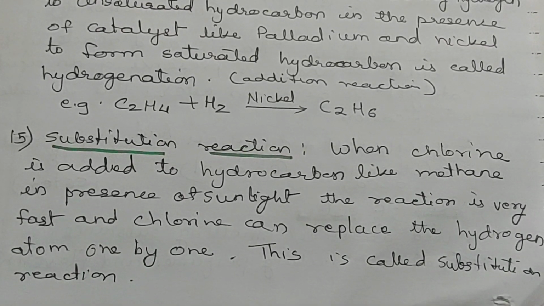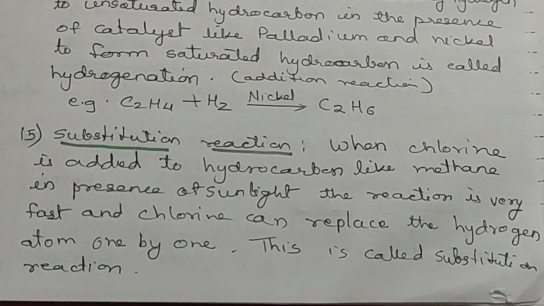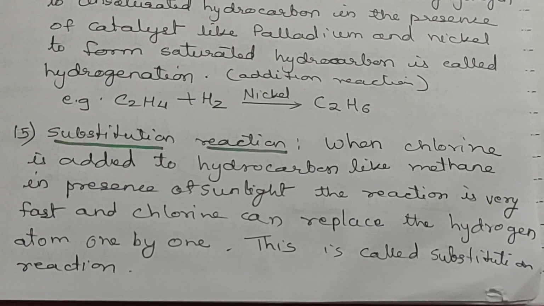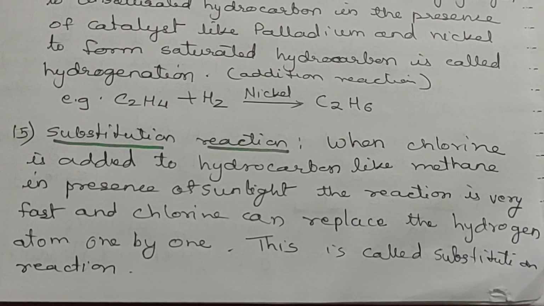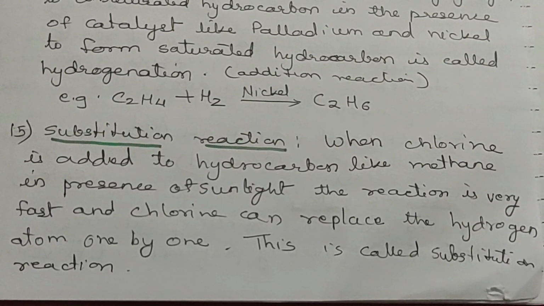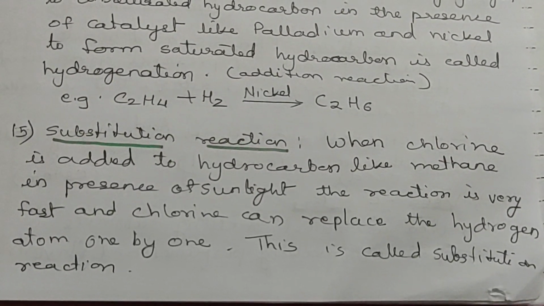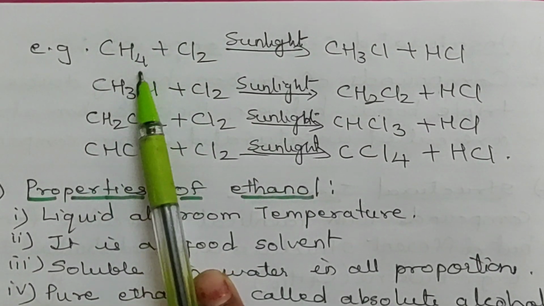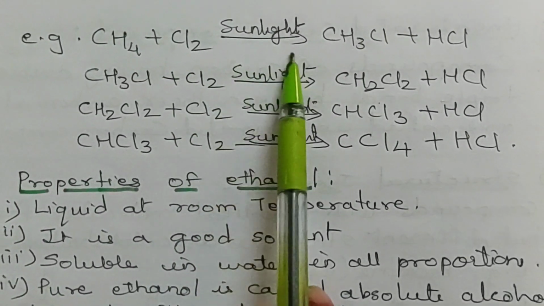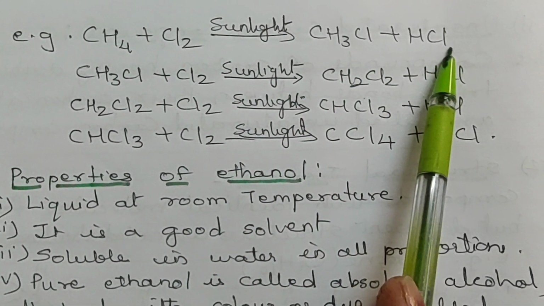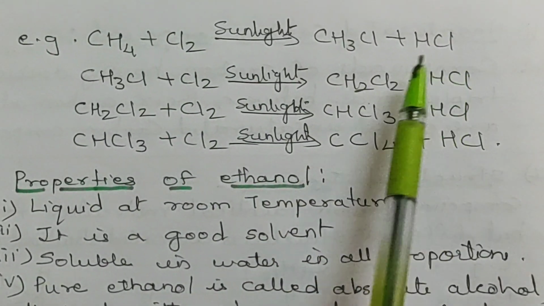Next is, define substitution reaction. When chlorine is added to a hydrocarbon like methane in the presence of sunlight, the reaction is very fast and chlorine can replace the hydrogen atoms one by one. This is called a substitution reaction. Example: CH4, that is methane, plus chlorine in the presence of sunlight gives CH3Cl plus HCl. Here the chlorine is replaced.